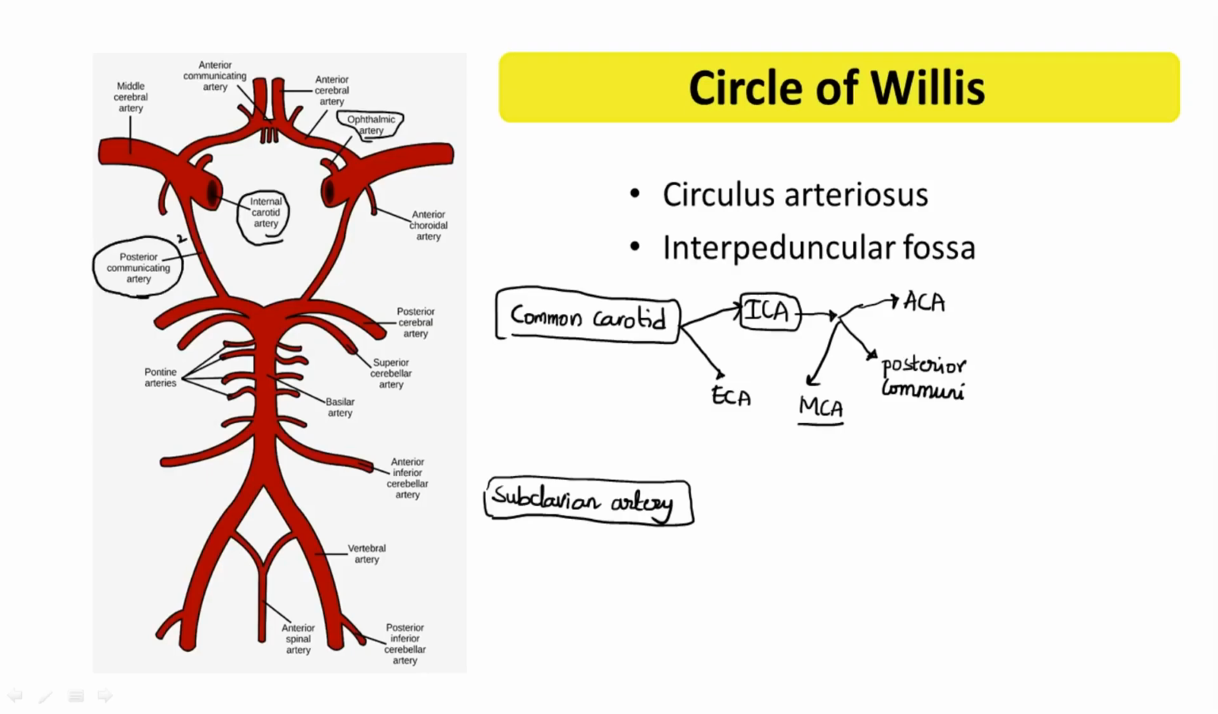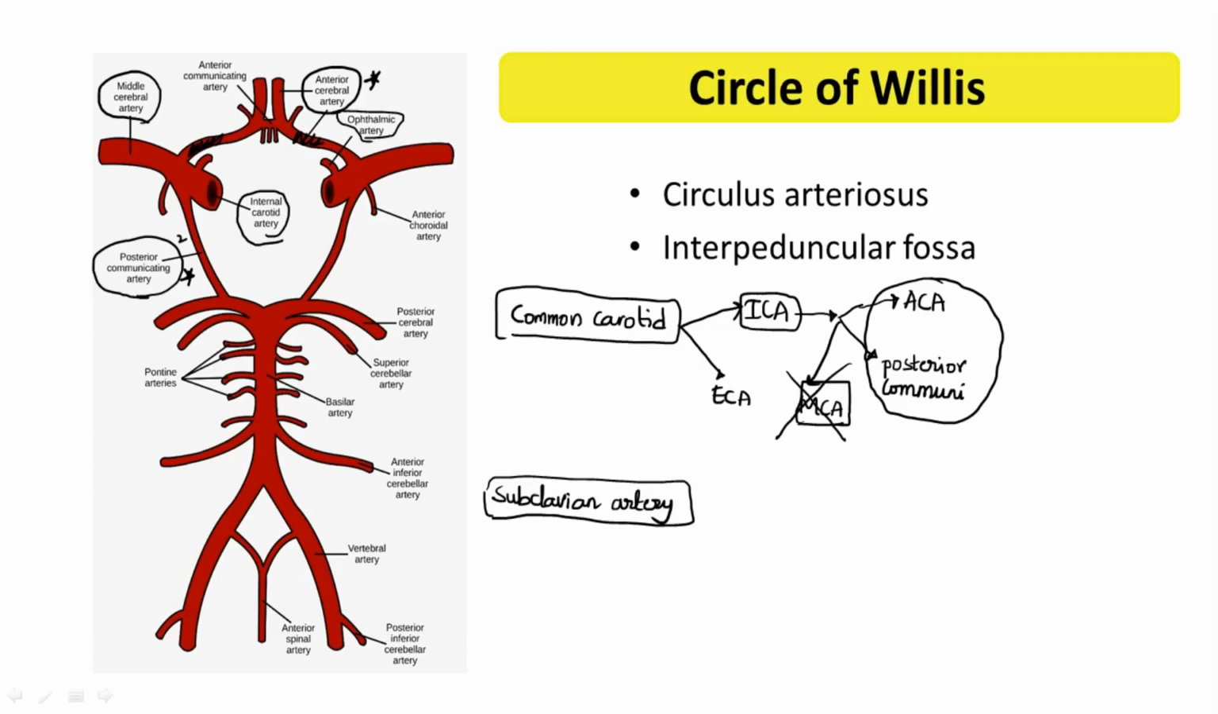You can see clearly the middle cerebral artery is the major branch from the internal carotid artery. And this part is the anterior cerebral artery. So this anterior cerebral artery and this posterior communicating artery, both of these take part in formation of circle of Willis. The middle cerebral artery does not take part in formation of circle of Willis. What is your take home? Middle cerebral artery does not take part in formation of circle of Willis.